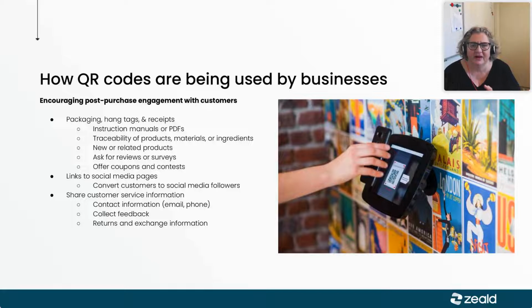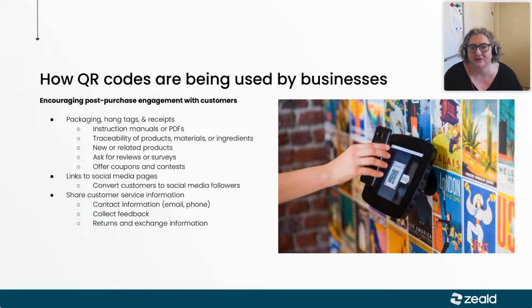And one of the ways is the packaging, hang tags, and receipts. So adding instruction manuals or PDFs through from the QR code that's on the packaging or on the hang tags or on the receipt. Traceability of products, showing where the products come from, the materials or the ingredients. New or related products, an example of this would be to link through to the other sizes or other products in this range.